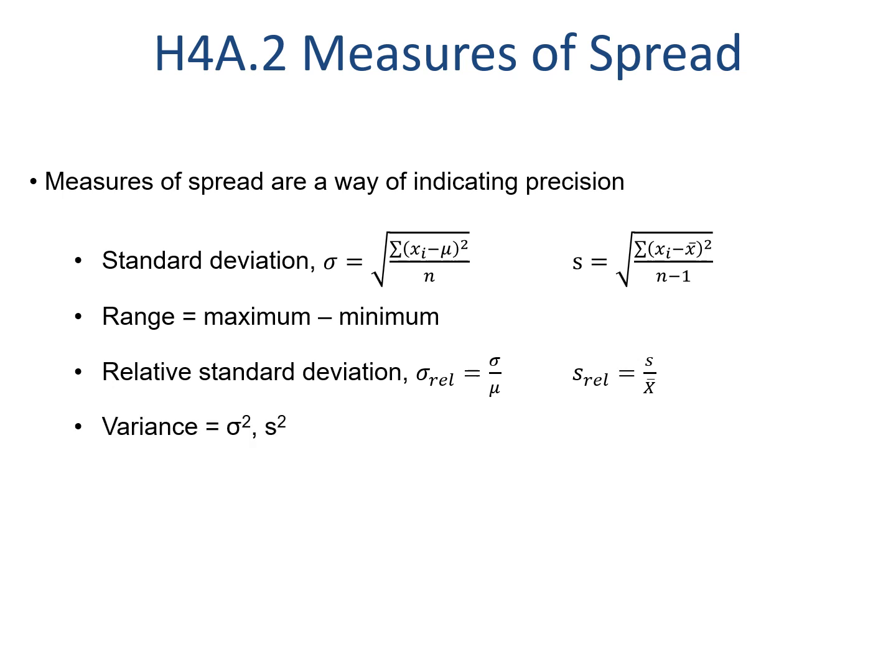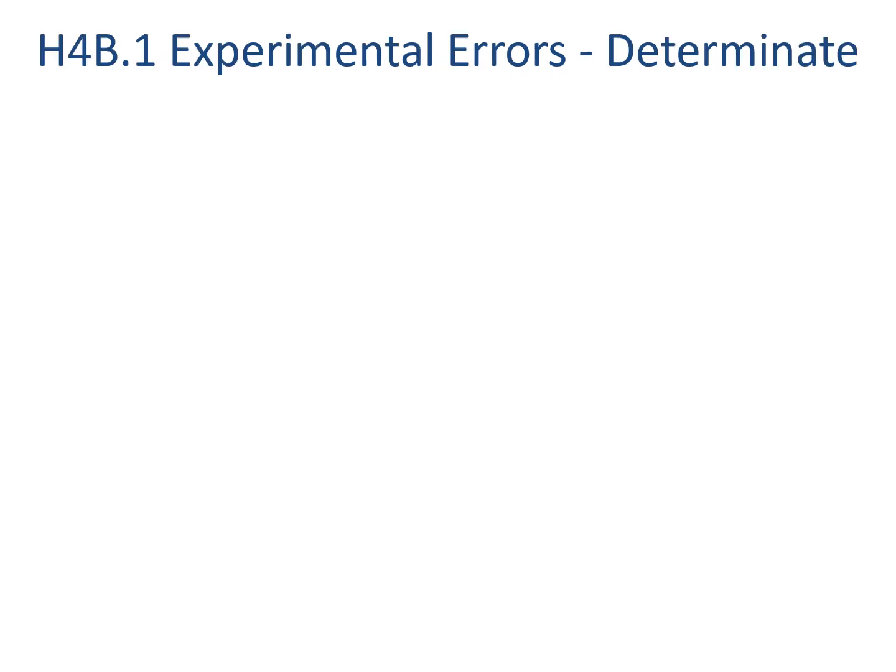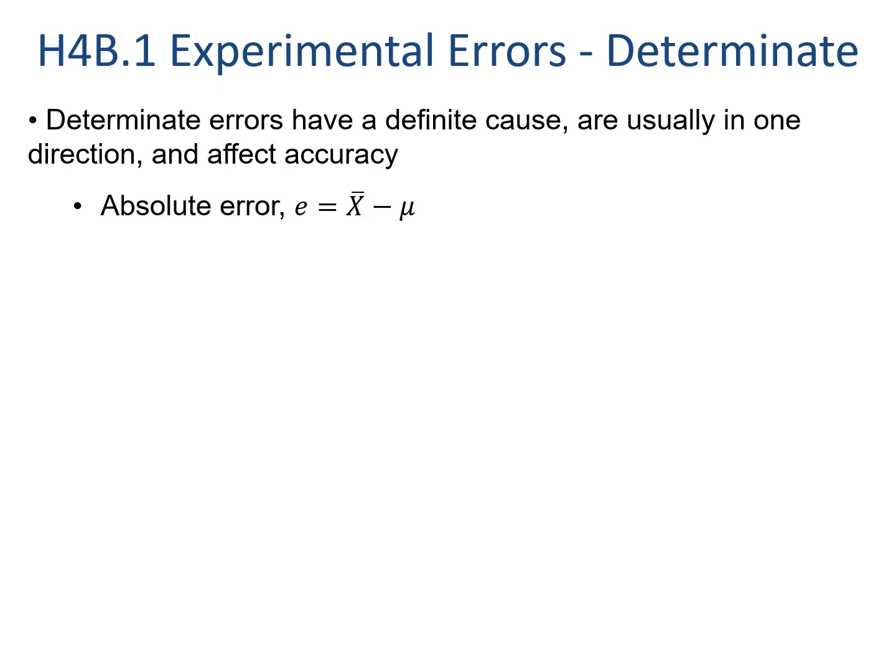Our final measure of spread is variance, which is just standard deviation squared, again with two types depending on population versus sample. We use our measures of central tendency, mostly the mean, as a way of defining the types of error we might see in an analysis. We do this with either absolute error, that is the difference between the measured mean, x bar, and the true population mean, mu.